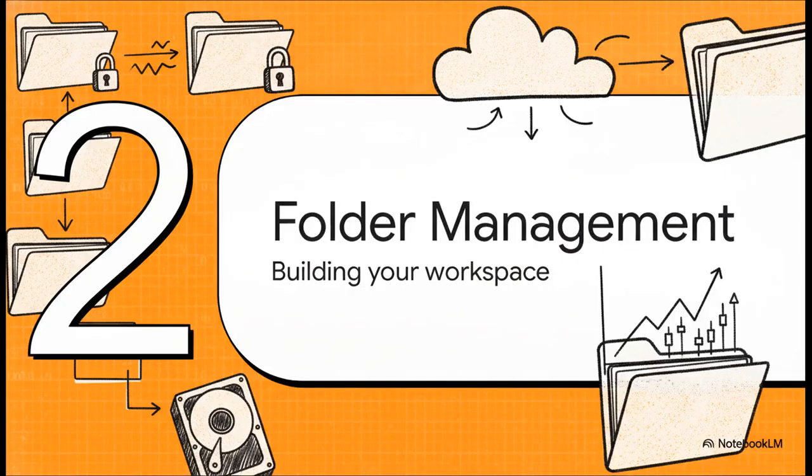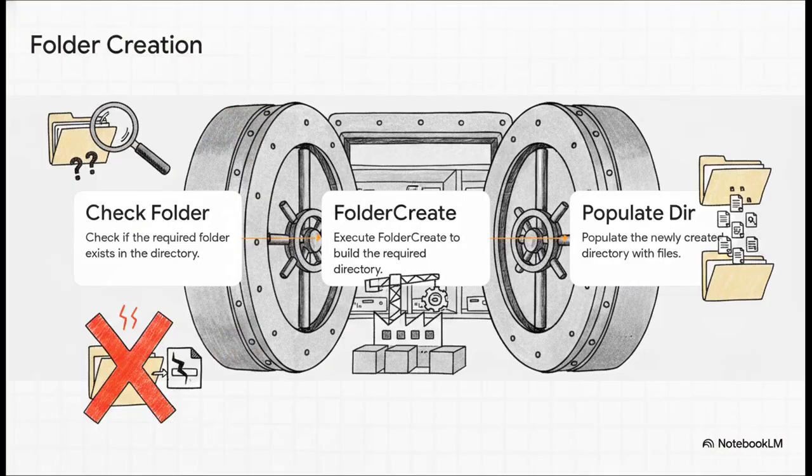Moving on to Part 2, folder management. Now that we're safely inside that vault, we actually have to construct our filing cabinets before we can start storing our papers, right? Before you write a single line of data, you've got to follow this exact chronological sequence. First, check if the folder exists. Second, you actively use functions like FolderCreate to build the directory. And only then, step 3, can you populate it with files.